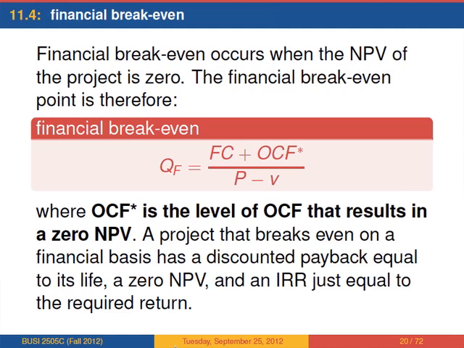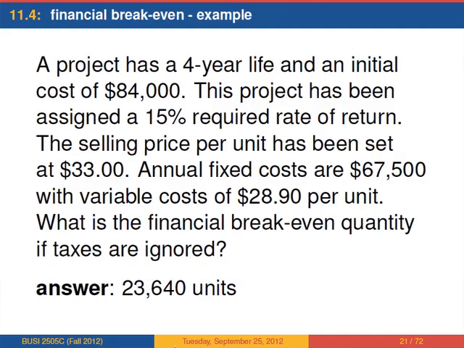Next, the financial break-even is a lot harder to understand than the other two, because instead of just a single step, put in the formula, plug in the numbers, done, in the case of financial break-even, it's a two-step process. The financial break-even is where the contribution margin covers the fixed cost and the operating cash flow that makes the net present value equal to 0. So when you do this one, first you have to find what the OCF star is, and then you can use that formula. So here's an example.